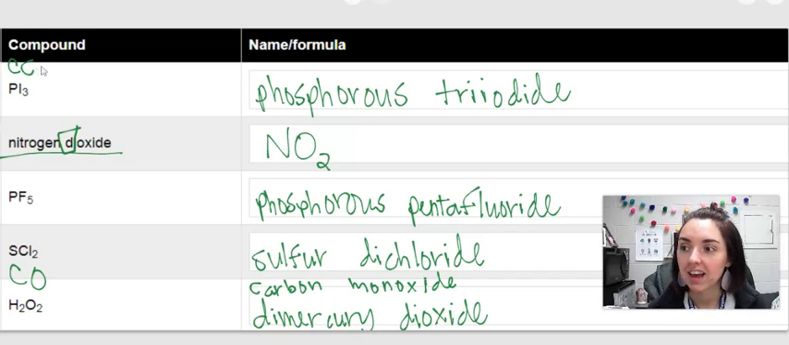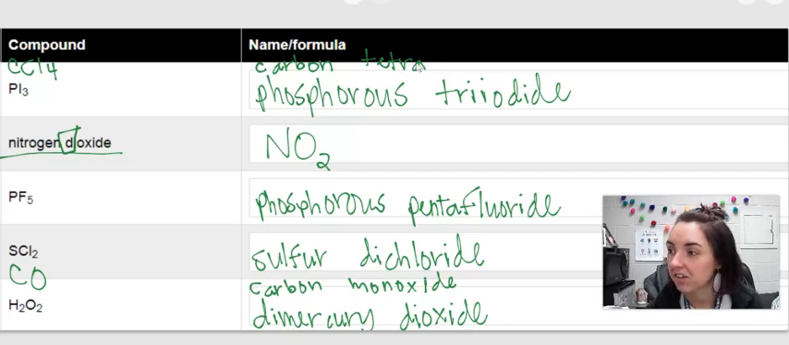Let's do CCl4. So that'd be carbon. I wanted to show you this one because the 4 prefix is a little funky. It's tetra, like Tetris. Carbon tetrachloride. So that might be the only one that's tough for you to remember.